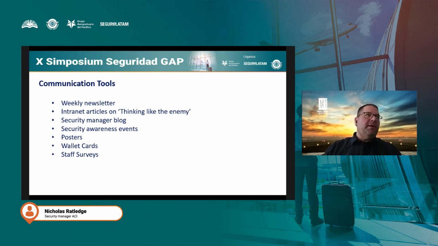When looking ahead at how you want to communicate this strategy, there are various tools available to you. Examples include a weekly newsletter, which could outline the threat and how staff behavior can aid protective security, emphasizing the role that staff members have to play. Also, different intranet articles, such as "Thinking Like the Enemy," promoting the idea of using a different mindset: how the person who wants to cause a disruption thinks, what kind of small behaviors to look for, and how to report them.